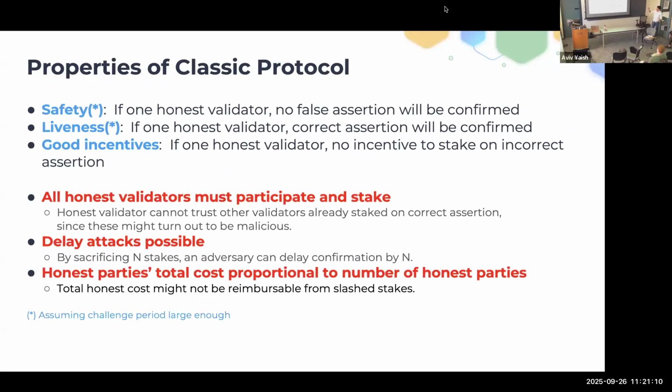Okay, so that's the classic protocol. And these are the problems. Delay attacks, and that the honest party, since all of them have to participate, it might cost a lot of money for all of them together. Like the total honest cost is too much. Does this mean that all but one of the honest parties will lose a round in the tournament if they lose their money? Yeah. If you lose a single match, you lose all of your stake.